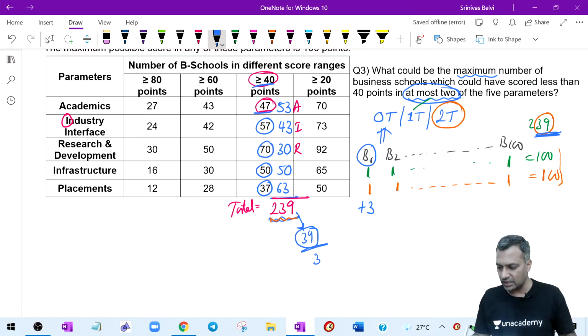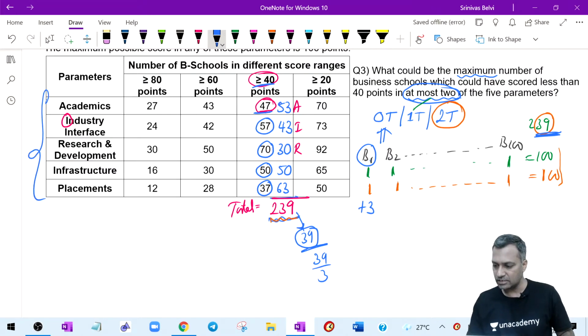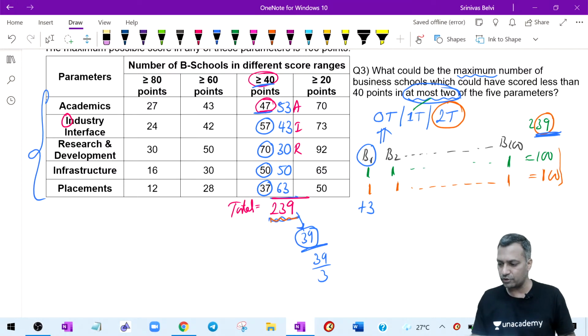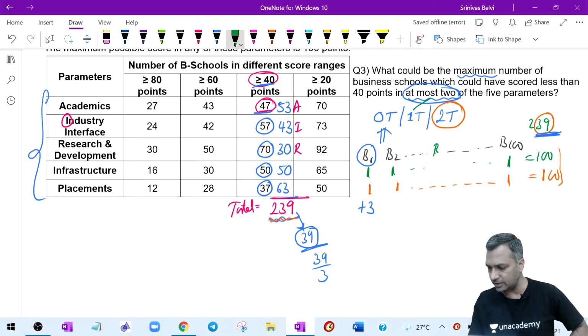Fair enough. Therefore, 39 divided by 3. Why 3? Because you have 5 different kinds of tokens. This fellow already has 2 types, so you can give only 3 more to this fellow. 3 more means how many? All right, 3, 3, 3 like this. 13. So you will go up to business school number 13.